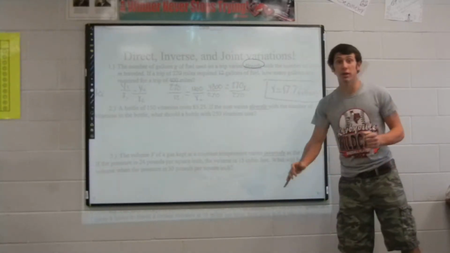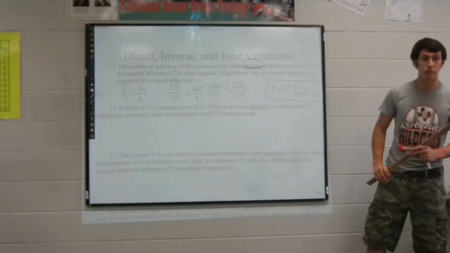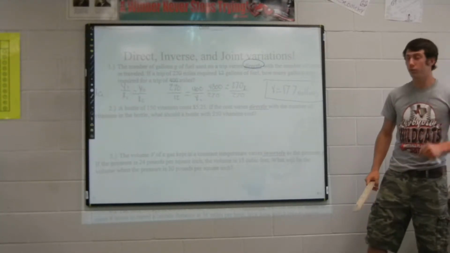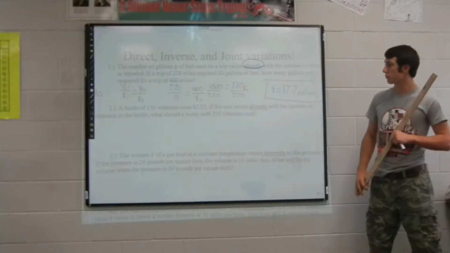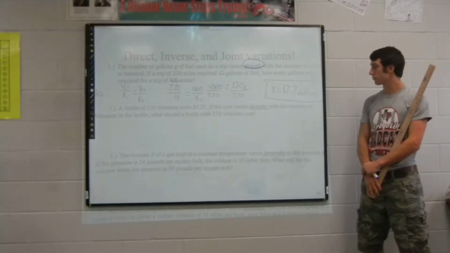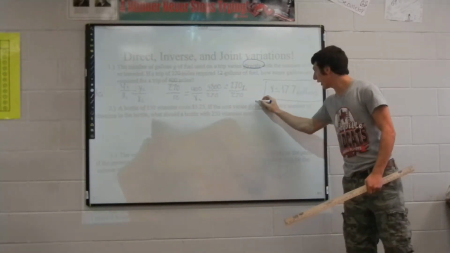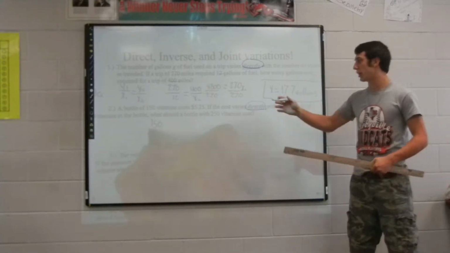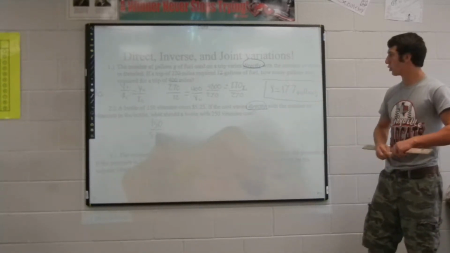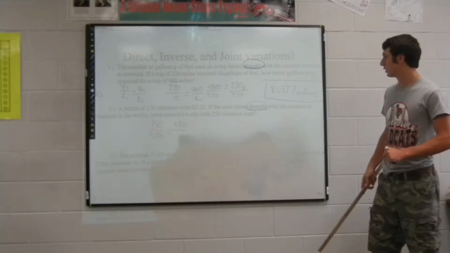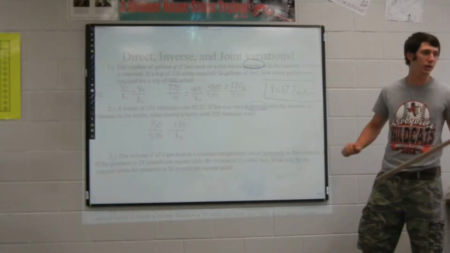Now, anybody in the class would like to read number 2 for us, please? D-Will, would you like to please read that? A bottle of 150 vitamins costs $5.25. If the cost varies directly with the number of vitamins in the bottle, what should a bottle with 250 vitamins cost? Thank you, D-Will. Now, once again, you have to pay attention to direct variations, which is the same formula, more practice. The more you do it, the better. Very simple. Probably the easiest one out of the whole variation.